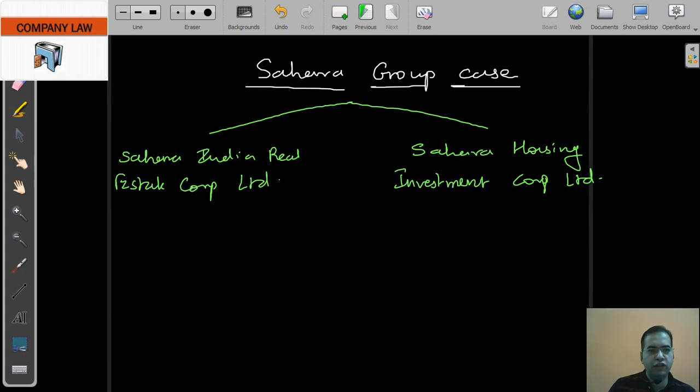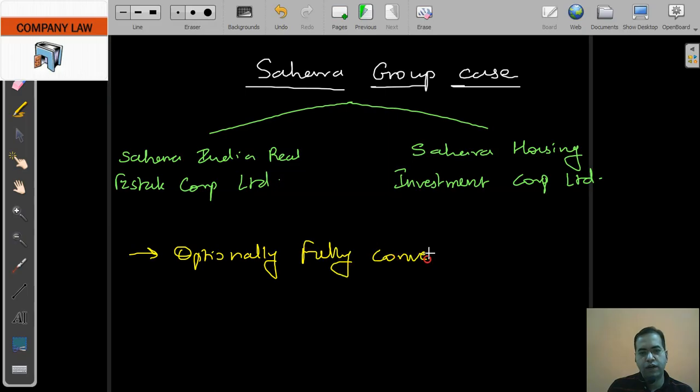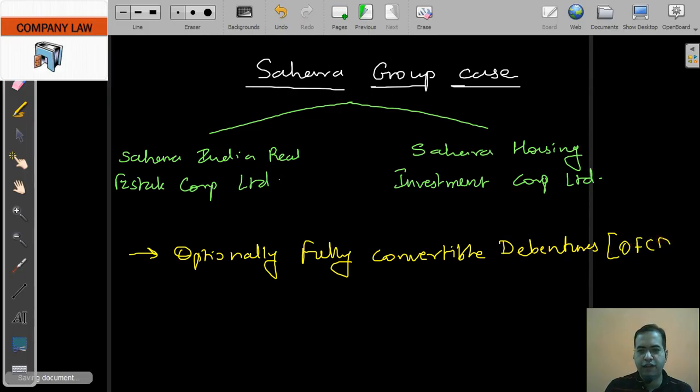Which type of debentures did these companies want to issue? Optionally fully convertible debentures, OFCD in short form. These companies wanted to issue optionally fully convertible debentures to the public at large. Most of the public who wanted to purchase these securities were from the lower strata, like artisans and laborers, workers, and so on.